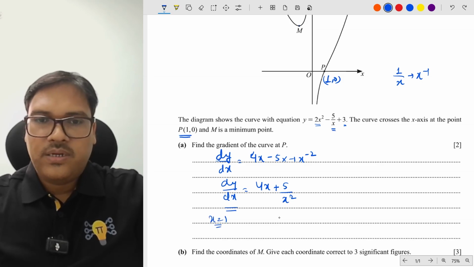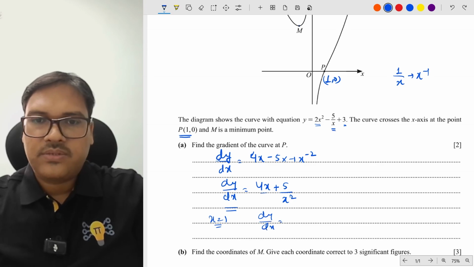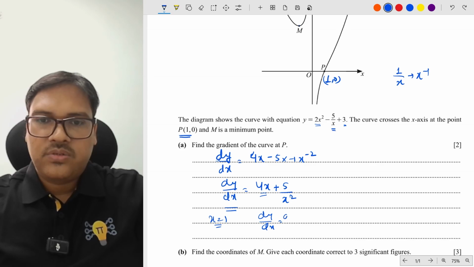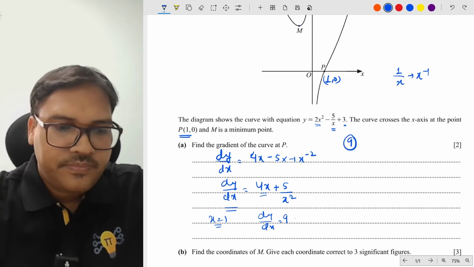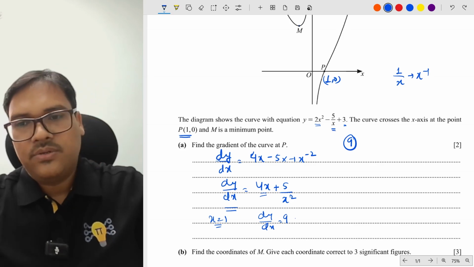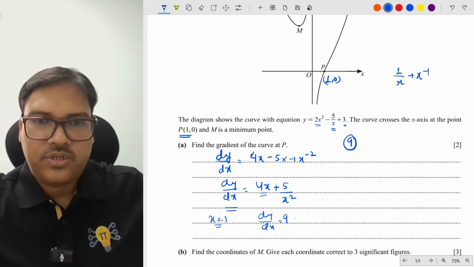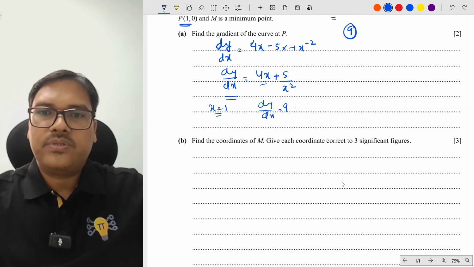So at x equal to 1, what is the dy by dx? Dy by dx will be equal to, you can put x is equal to 1, this is 4, and this is 1, so this will be equal to 9. So what is the answer? This is 9. So that is the answer for this question. Okay. So now let's move to the next point.